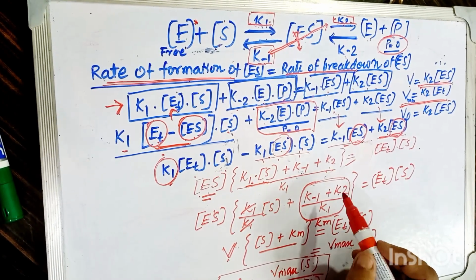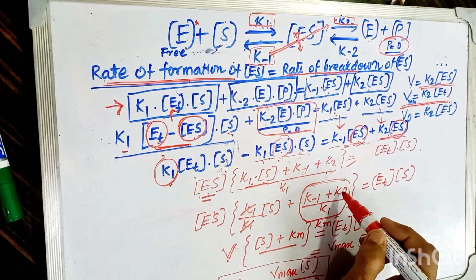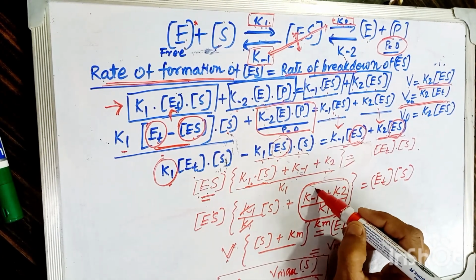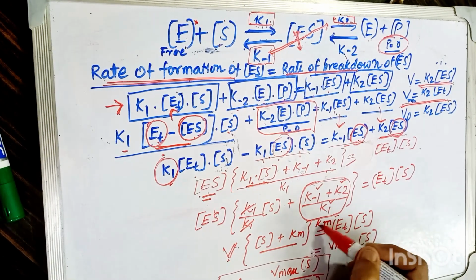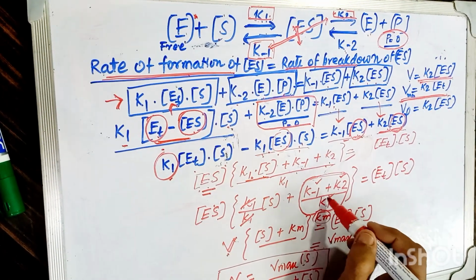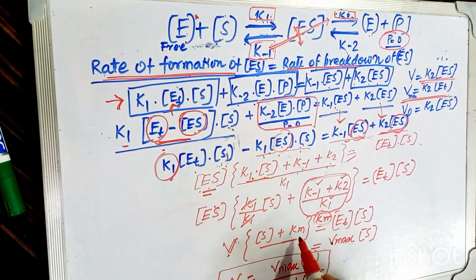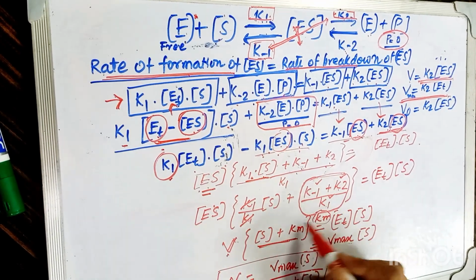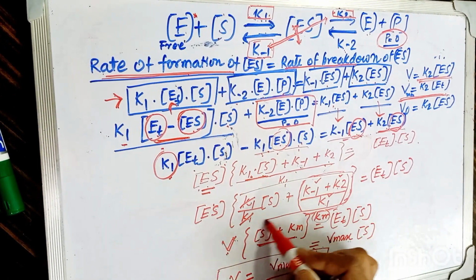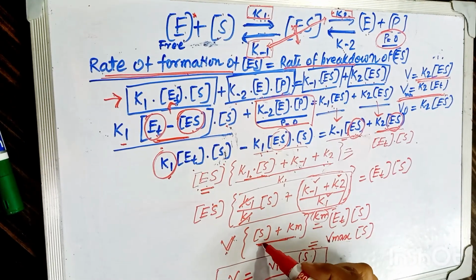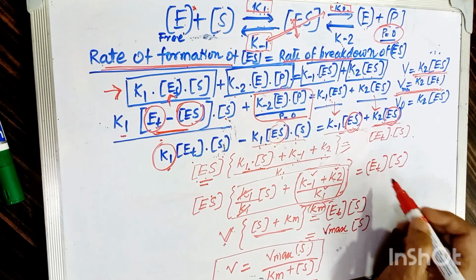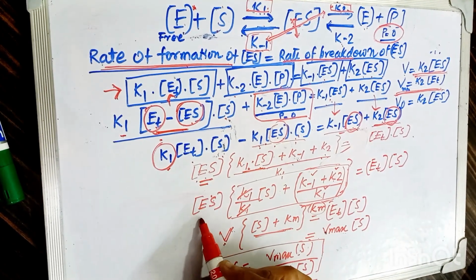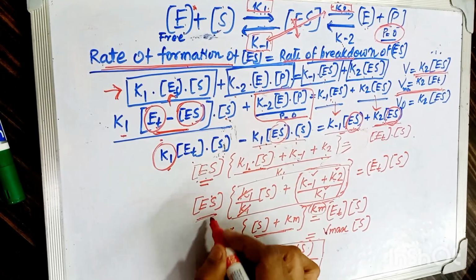That means it is the addition of the rate constants. The rate constants (K minus 1 plus K2) by K1 is the Km. I replace it by Km of the reaction. So it becomes Km plus S, this part of the equation becomes Km plus S. And this ES here, how did I cancel out this ES part?